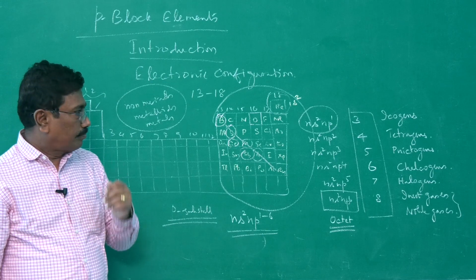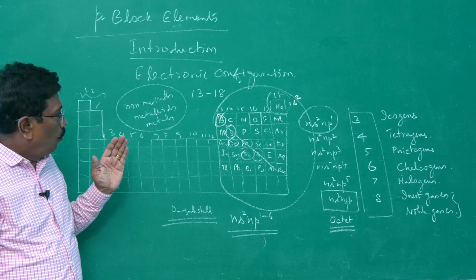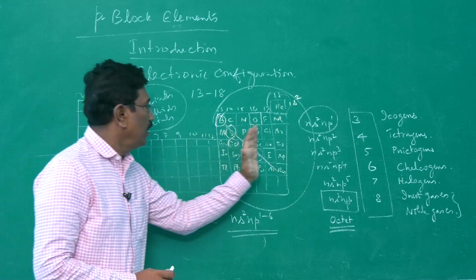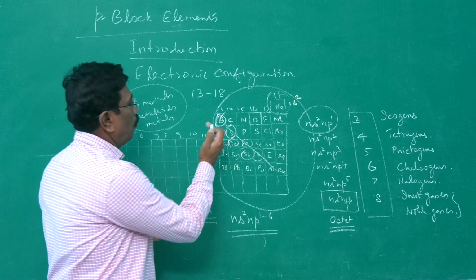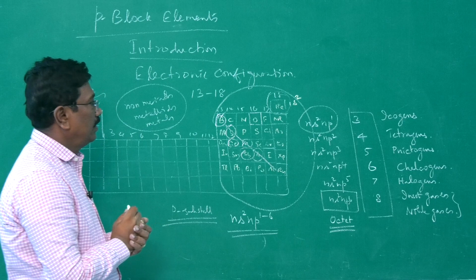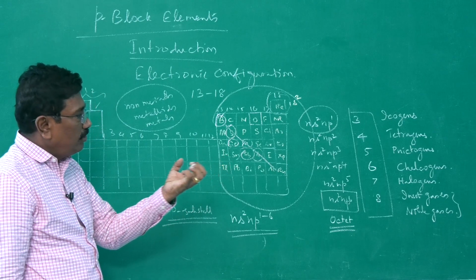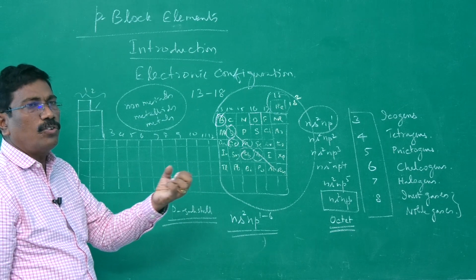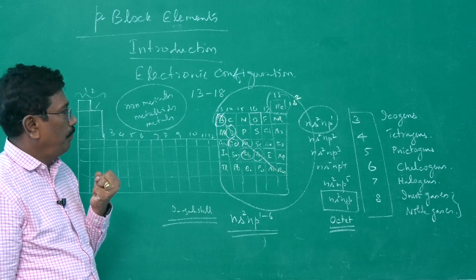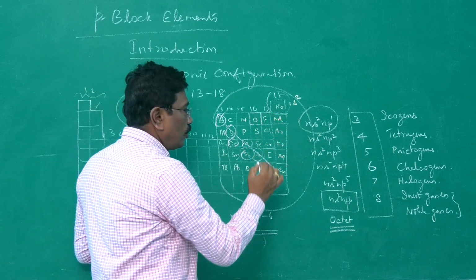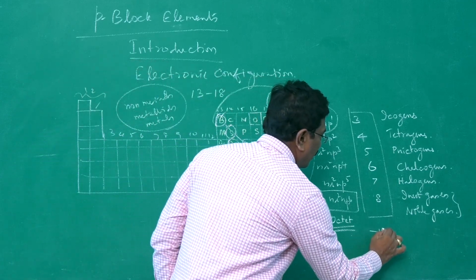And then, while moving from left to right in the periodic table, that is boron to fluorine, or aluminum to chlorine, or gallium to bromine, like that, the tendency to withdraw electrons increases. Electron affinity, electronegativity, whatever we call. And therefore, these elements, halogens, mostly show negative oxidation state.